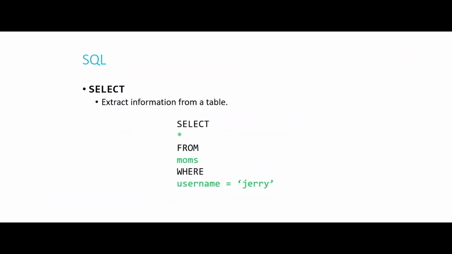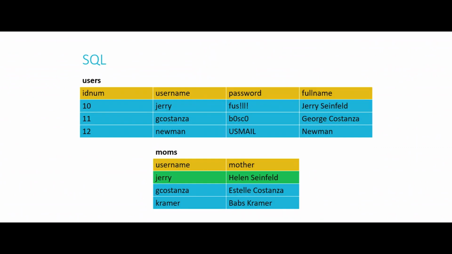There's one other thing we can do with the select query, and that's to select star. Select star from moms where username equals Jerry. Star is just shorthand for every column. So instead of having to specify username, mother, the 2 columns here, or if I was using the users table, having to specify ID num, username, password, full name, I can just say select star. Give me everything in that row. And if I select star from moms where username equals Jerry, I am given this set of information back.